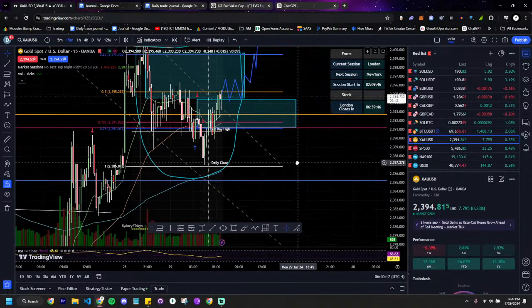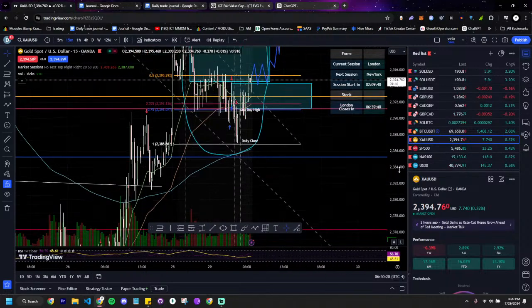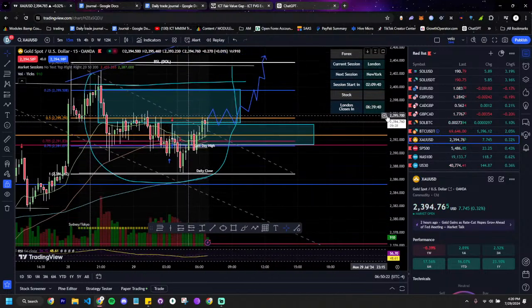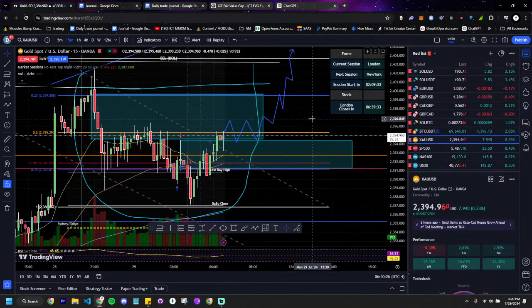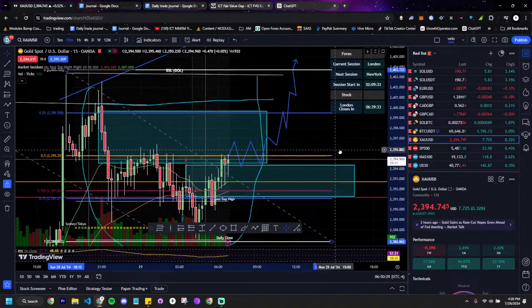And I'm expecting a bunch of bearish displacement towards this swing. That's what I'm expecting today. Let's see if it plays out like that. If that is the case, then I am really good at this. Yeah, so let's see how this plays out.